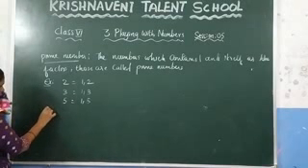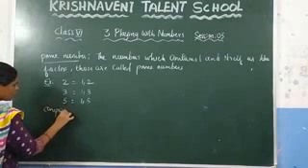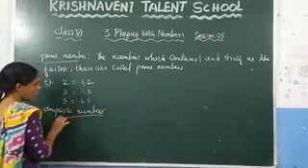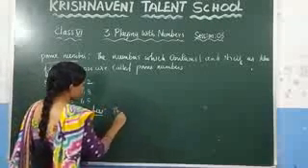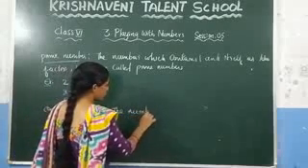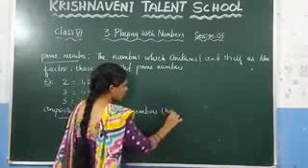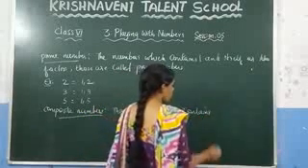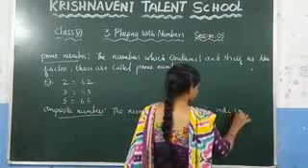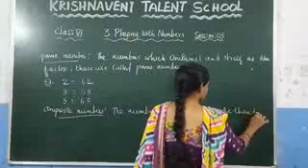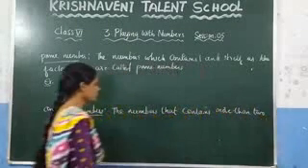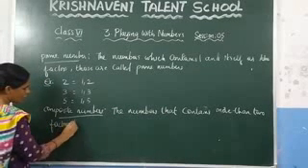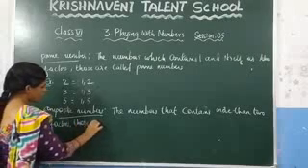And after that, write the definition of the composite numbers. What are composite numbers? The numbers that contain more than 2 factors, those numbers are called the composite numbers.